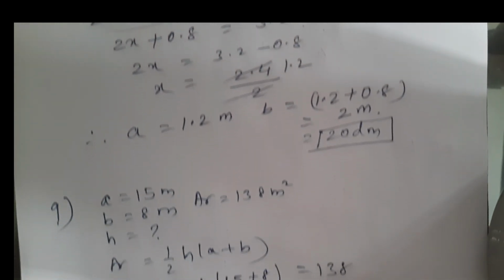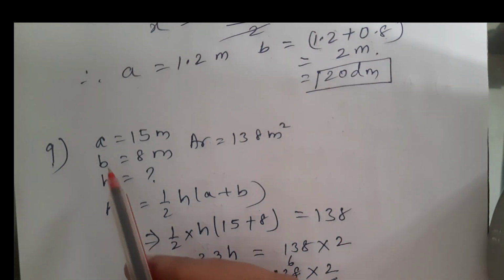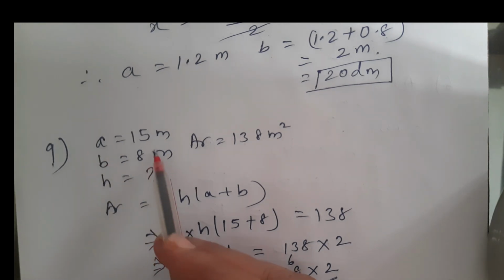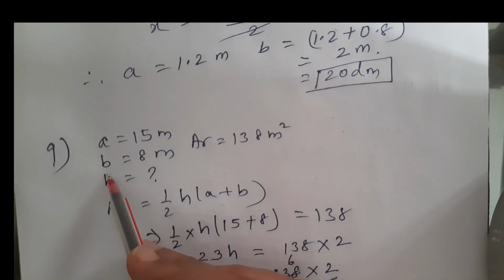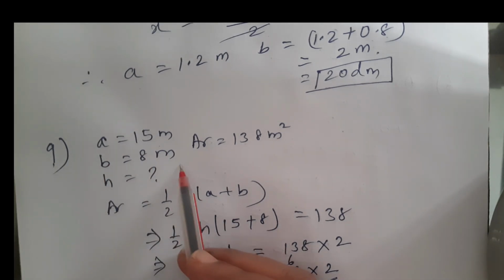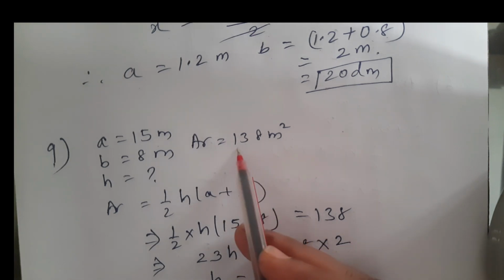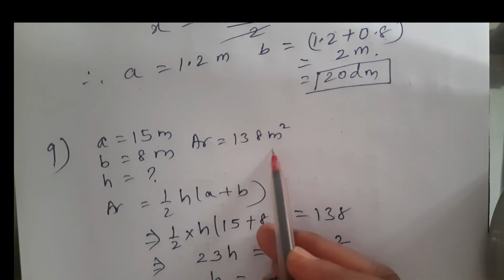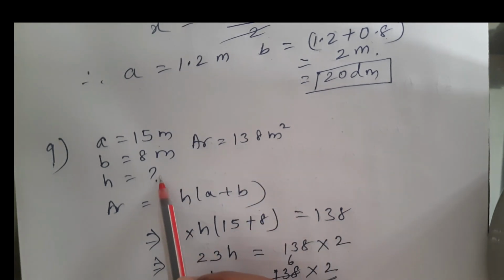Now let's start with question number 9. Question number 9: one of the parallel sides is given as 15 meter and the next parallel side is given as 8 meter. The area is given as 138 meter square. We need to find the height.